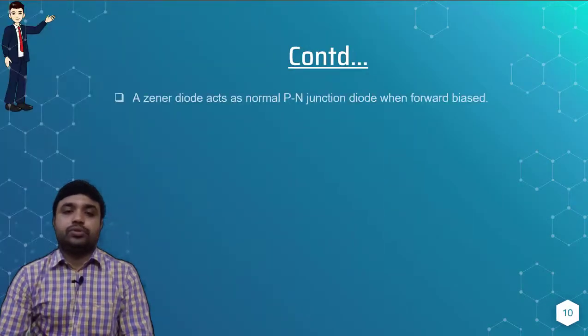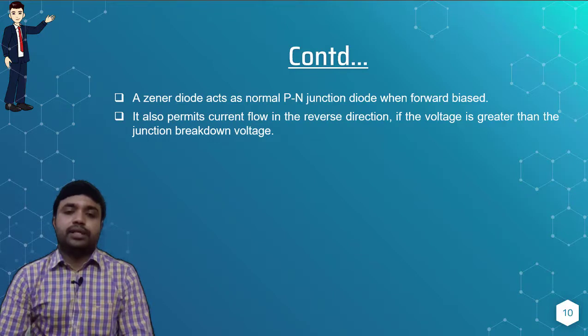Next, a Zener diode acts as a normal PN junction diode. A PN junction diode, in terms of operation, is only considered in forward bias operation, whereas the Zener diode can be operated in both forward bias and reverse bias conditions. So it also permits the current flow in the reverse direction if the voltage is greater than the junction breakdown voltage. This is the condition to be considered for a Zener diode to be operational.